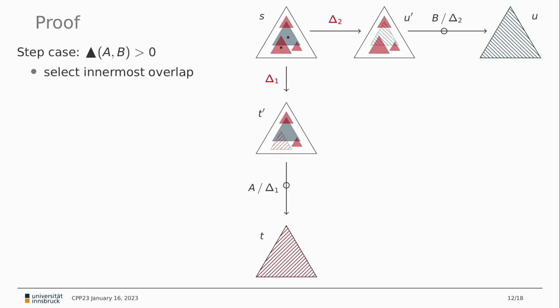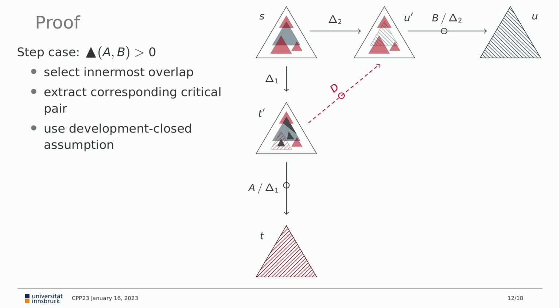So we pick an innermost one, and then we extract the corresponding critical pair, because each overlap corresponds to one critical pair of our underlying rewrite system. We need to extract the critical pair to be able to apply our assumption. The assumption was that in our rewrite system, every critical pair is closed by a multi-step, and we want to use that assumption. So we first need to compute the critical pair, then we can apply the assumption, and we get this step here in the picture, the step D.